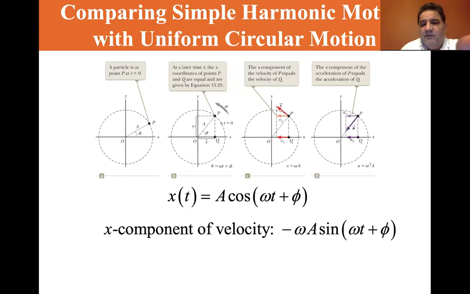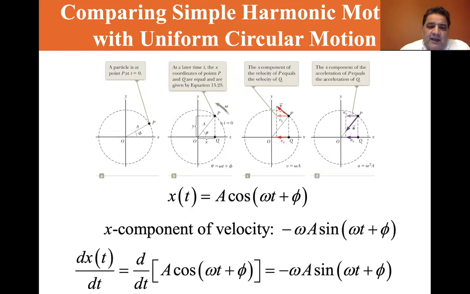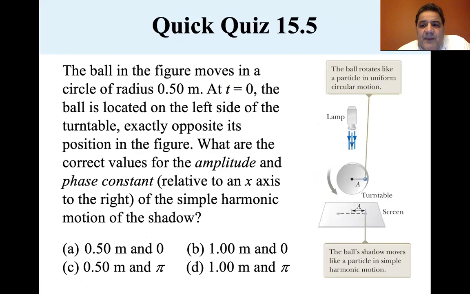So the x component of velocity is minus ωA sin(ωt + φ). Where do we get that? Well, just do dx/dt. Take the first derivative of position. You get minus ωA sin(ωt + φ). And that's what they did. The dx/dt, you get minus ωA sin(ωt + φ).